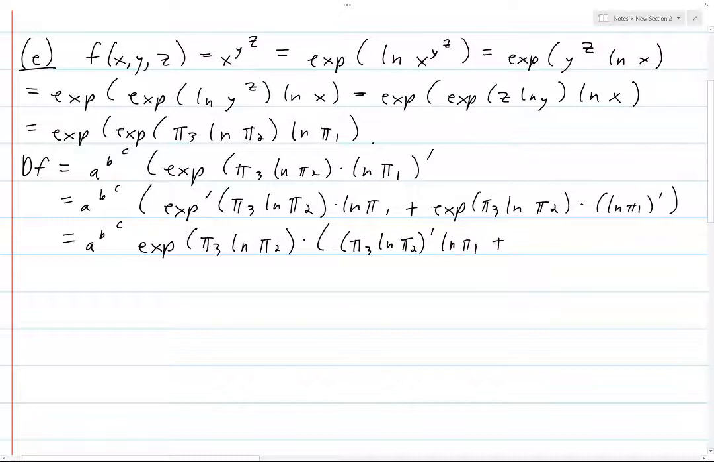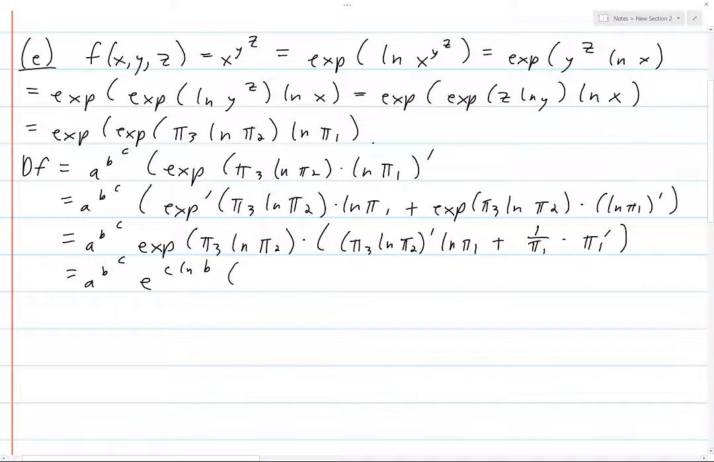Then we add, well, we've pulled out the exponential of pi 3 natural log pi 2. So this is just going to be the derivative of natural log of pi 1. And by the chain rule, that's going to be 1 over pi 1 times pi 1 prime. So we've got a to the b to the c. And now we can probably go ahead and deal with this. Let's see. So what's this going to be? This is e to the power of c natural log of b.